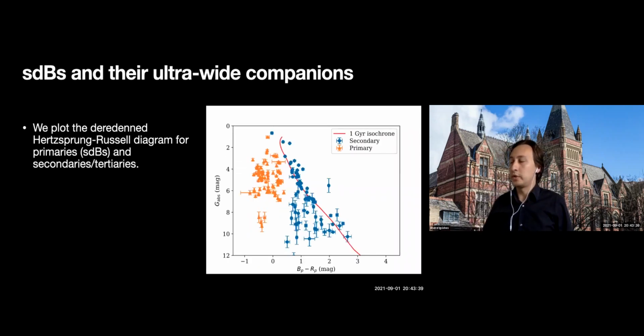So here I put the Hertzsprung-Russell diagram for companions to SDB stars. As you can see, most of them are located on the main sequence, except some cloud of points below the main sequence, which might be related to poor restrictions on distance or on colors. They are weak objects.